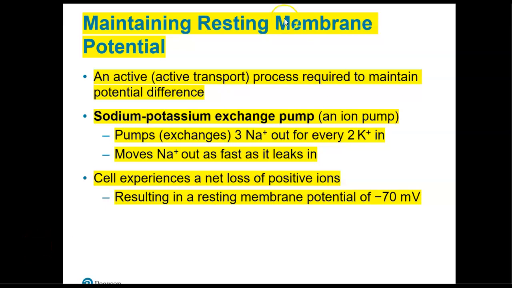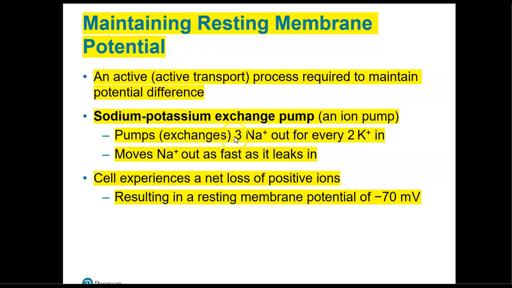Remember, the resting membrane potential in a neuron is negative 70 millivolts, and it means that the inside of the plasma membrane is more negative and the outside is more positive. To maintain this potential, an active transport process is required. And this active transport process is carried out by the sodium-potassium exchange pump. So the role of the sodium-potassium pump is to maintain the resting membrane potential at negative 70.